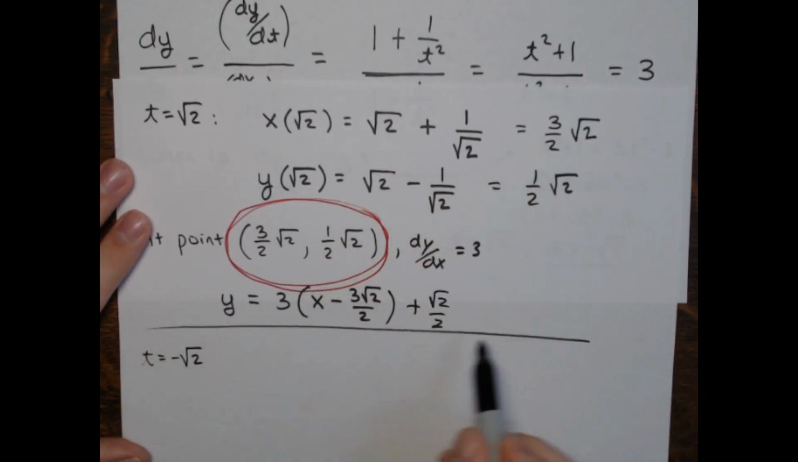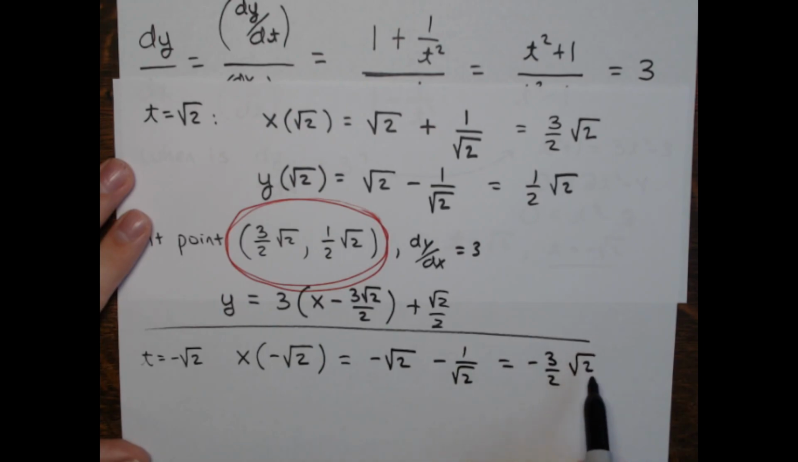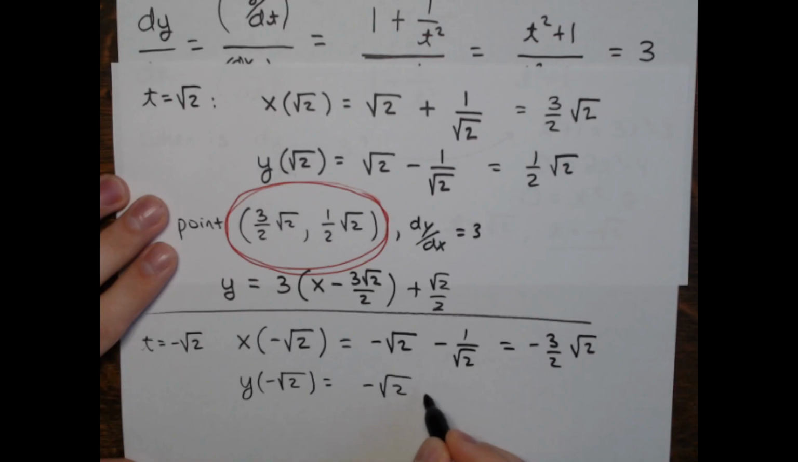The value of x at negative square root of 2, it's t plus 1 over t, so negative square root of 2, and then minus 1 over square root of 2. This would be negative 3 halves square root of 2 after rationalizing. And then the value of y at negative square root of 2 for t would be t minus 1 over t. So negative root 2 plus 1 over root 2, right, minus a negative. And when you rationalize, this would be negative half square root of 2.